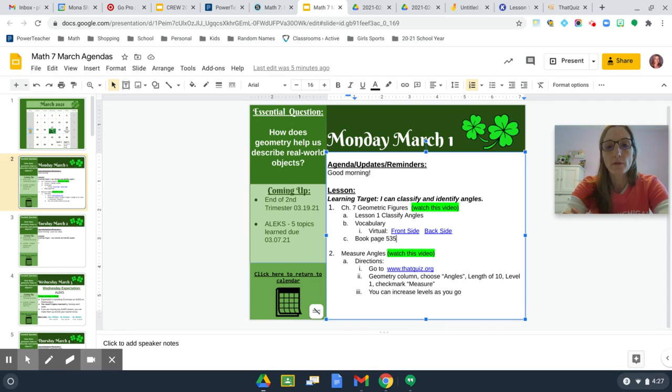So first off, we are starting a new chapter, chapter 7, which is called Geometric Figures. You'll see up in the left-hand corner a new essential question for you: How does geometry help us describe real-world objects? Specifically today, we're beginning lesson 1, which is classify angles. Our learning target for today and tomorrow is I can classify and identify angles.